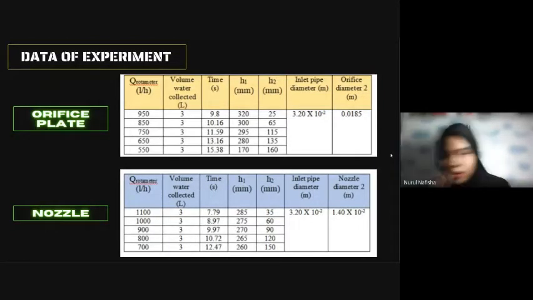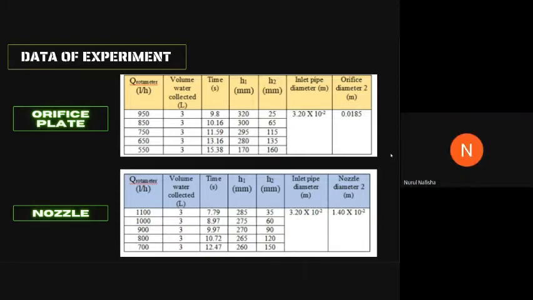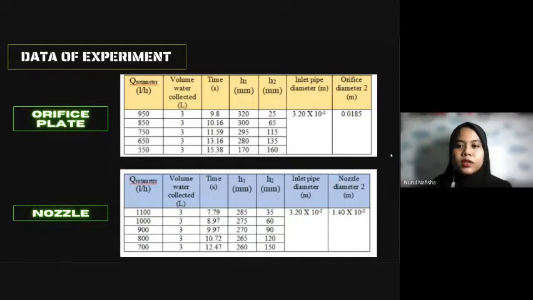I am Nafisha and I'm going to continue with the data of this experiment and also the results obtained from this experiment. These two tables show the data for the orifice plate and the nozzle. Firstly, we are given the value of Q rotameter, which is the actual flow rate of water in liters per hour. The value of Q rotameter should be around 200 liters per hour and above in conducting this experiment. We are also given the volume of water collected, which is 3 liters for each reading of Q rotameter.